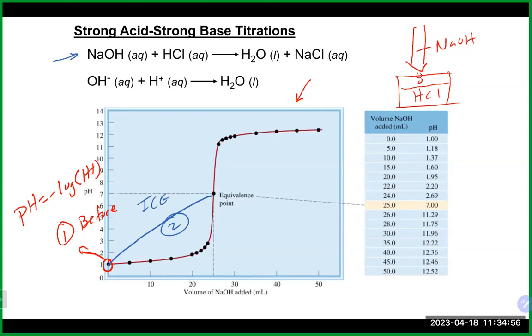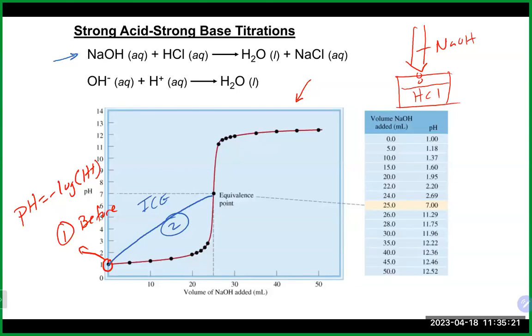That means we also will know what the change is. It should be the smaller number, right? Because that's the limiting reagent. After the ice table, we want to convert those moles back into molarity using the total volume. That would be the volume of the acid you started with plus how much base you added to it, converted to liters.